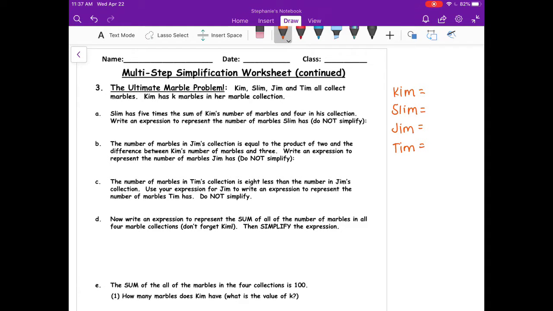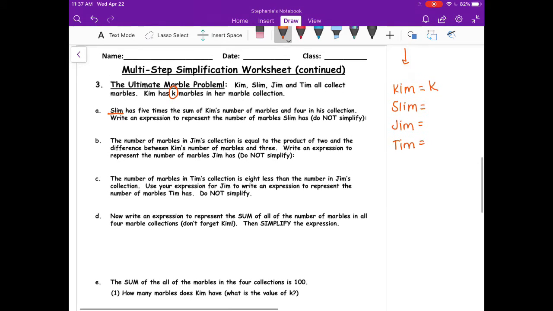Now on the side here, I've written the names of each of the different characters in our problem to help me keep track of how many marbles they each have. I would suggest you do the same on a separate sheet of paper. Now right in our explanation of the problem, we find that Kim has K marbles. So I can write there Kim equals K. Let's look at A together.